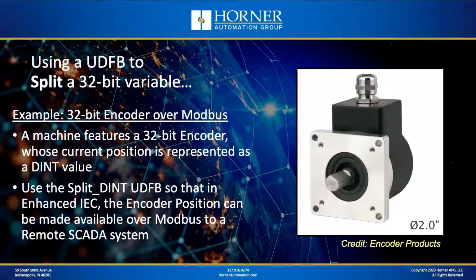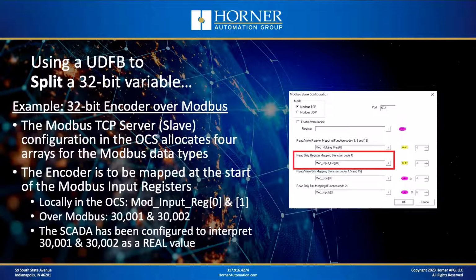So what are we going to be able to do there? Well, what we're going to do is use one of those user-defined function blocks so that we can split that double integer variable into separate integer components so that it can be seamlessly read by the SCADA package. Okay, so here are the steps that are going to be required.